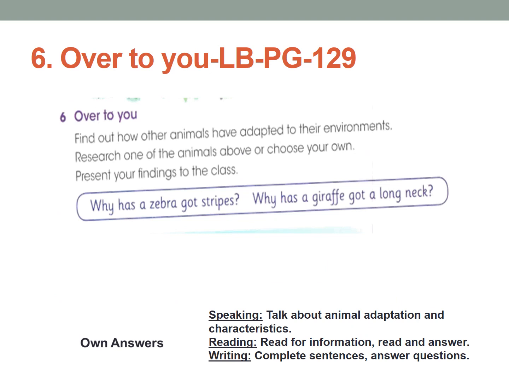And number 6, activity 6. Now over to you, learner's book, page number 129. Find out how other animals have adapted to their environments. Research one of the animals above or choose your own. Present your findings to the class. Think of other animals. If in your copy we can see in activity 1 there is zebra, there is elephant. Find out more. Research one of the animals above or choose your own. Present your findings to the class.